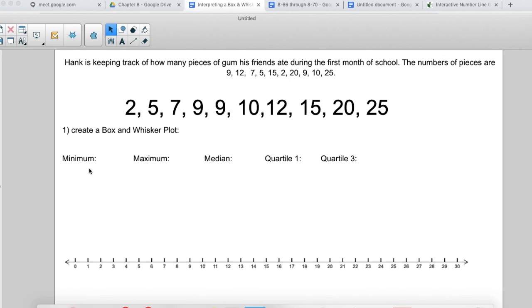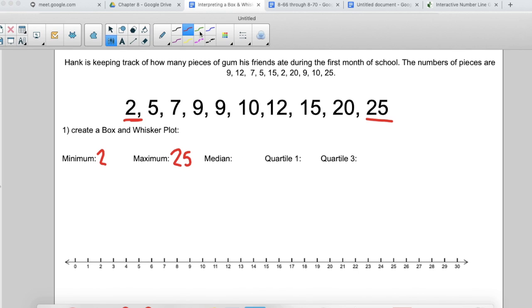The next thing we want to do is start filling in some of these things that help us create a box and whisker plot. So if you look, the minimum is going to be the smallest number, which is 2, and you know that the maximum is going to be the largest number, which is 25 in our data.